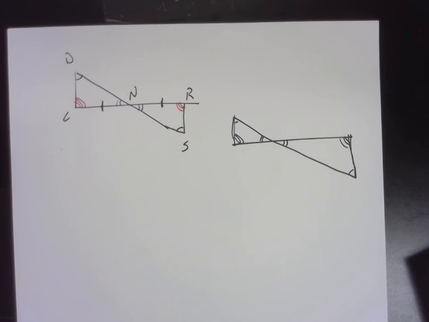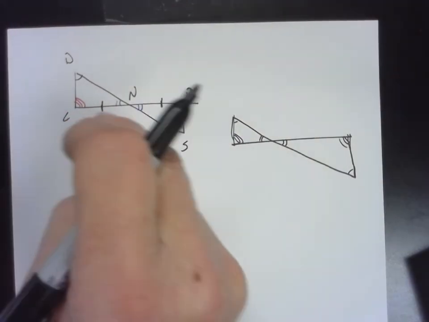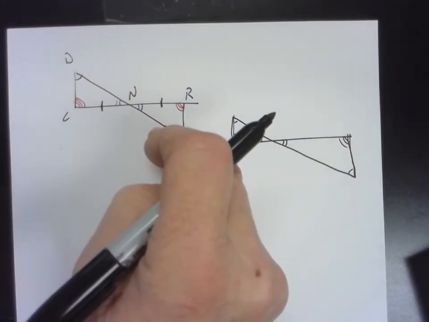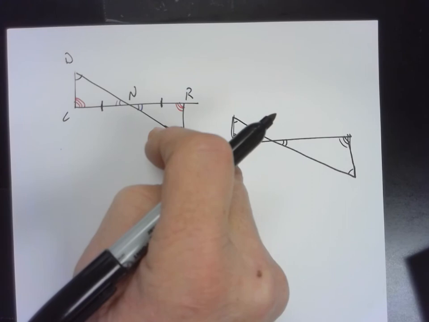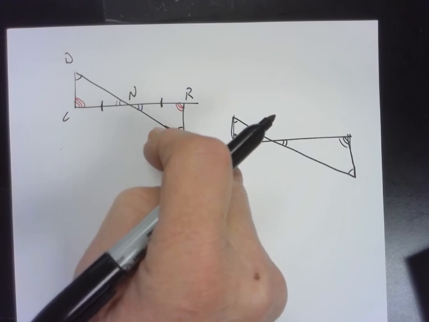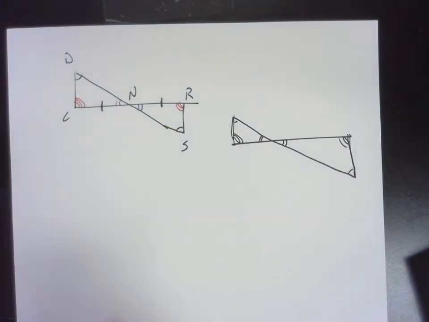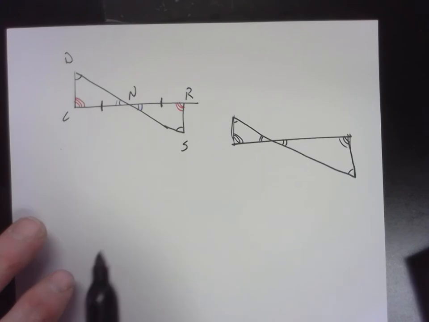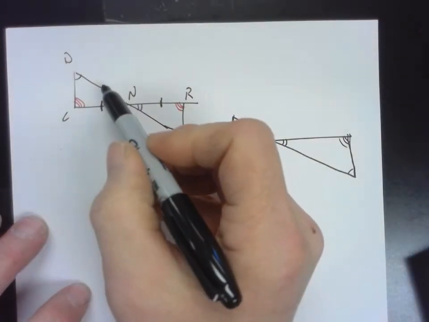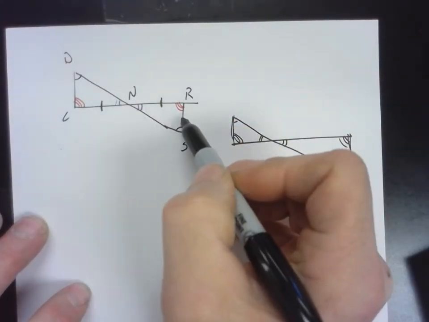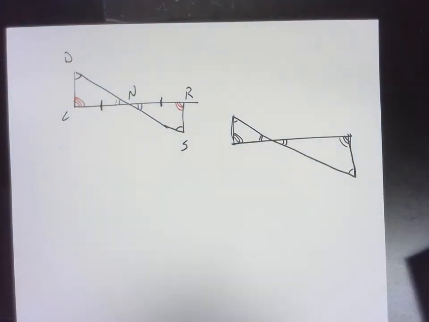So you're looking at it, and I think you're all like, okay, it has to be that way. They've got to be the same size and shape, right? But I don't think you're able to actually prove that right now. But you will be able to. For right now, though, you've got to have something where you can definitively say that all three corresponding sides are congruent.